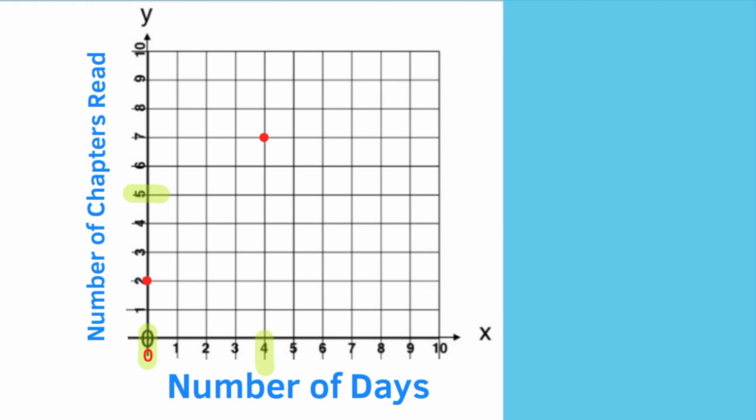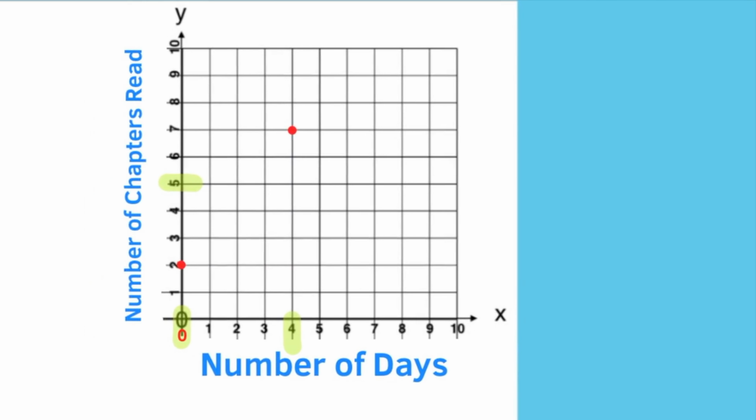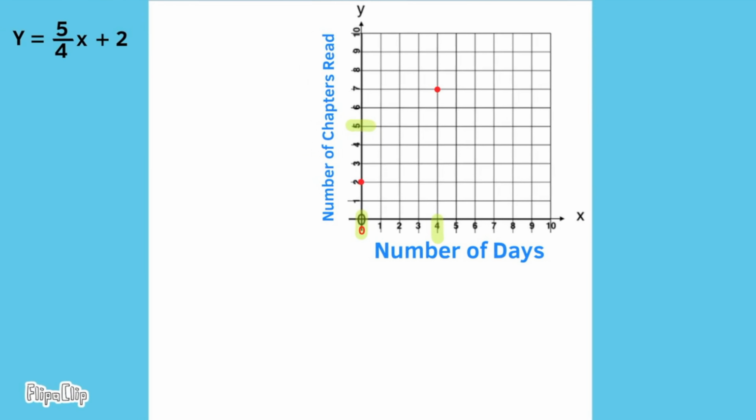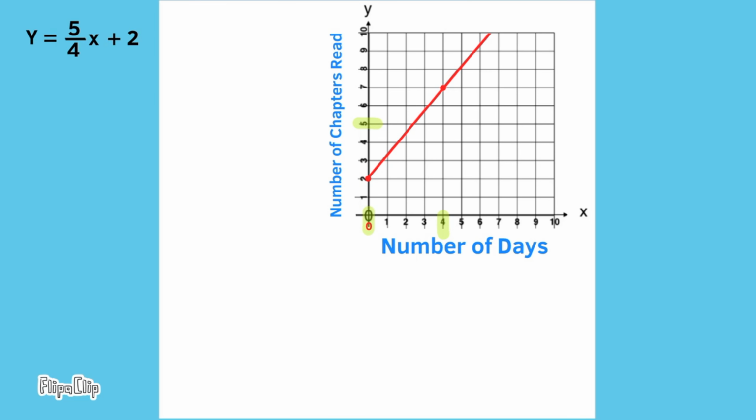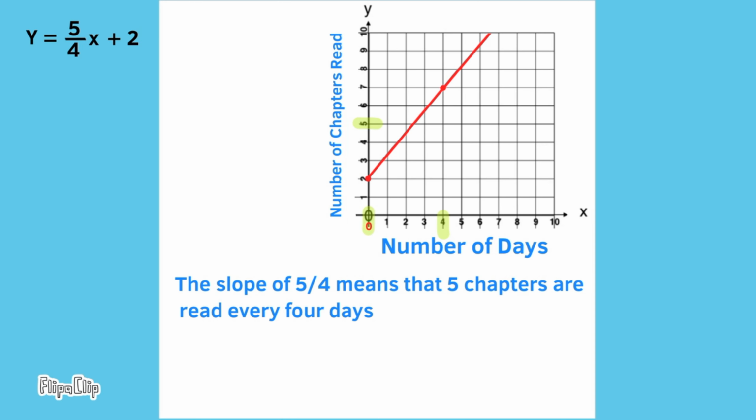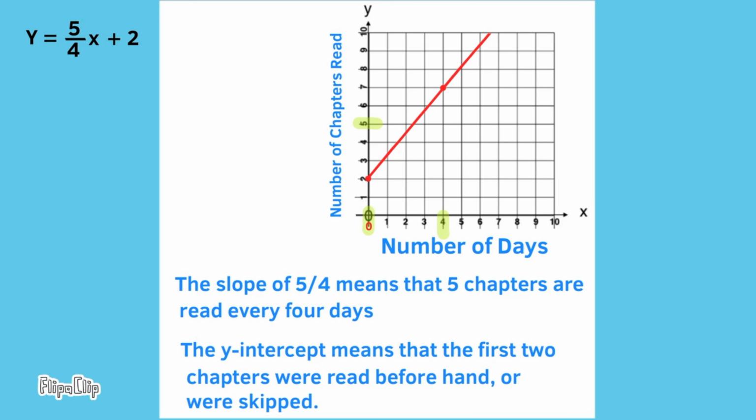Start counting the days at the y-intercept. After the 4th day, 5 chapters are completed for a total of 7 chapters. Here's a look at the line with a slope of 5/4 starting at the y-intercept of 2. The slope of 5/4 means that 5 chapters are read every 4 days. The y-intercept means that the first 2 chapters were read beforehand or were skipped.